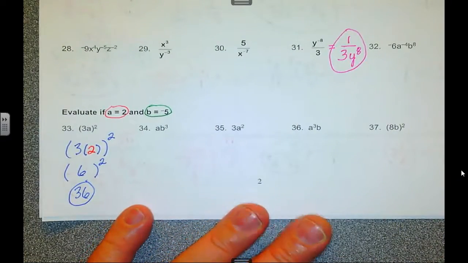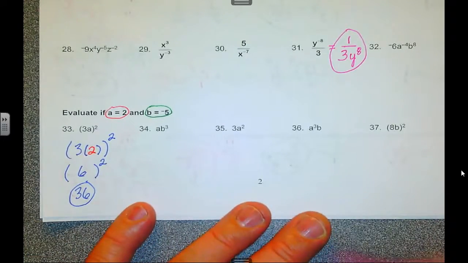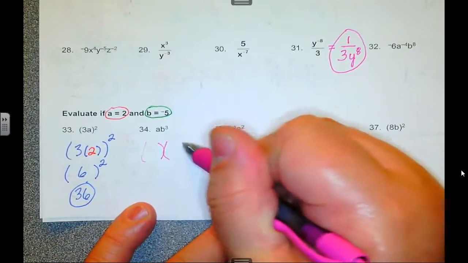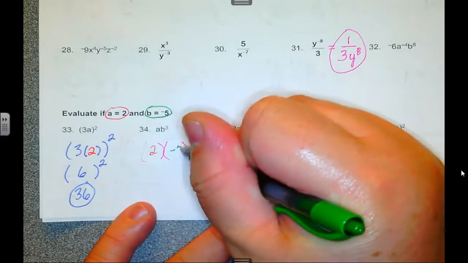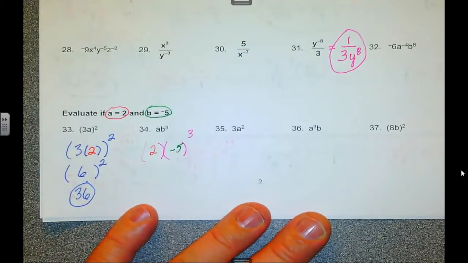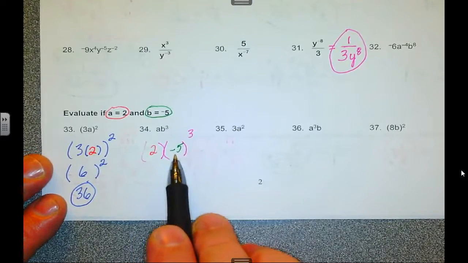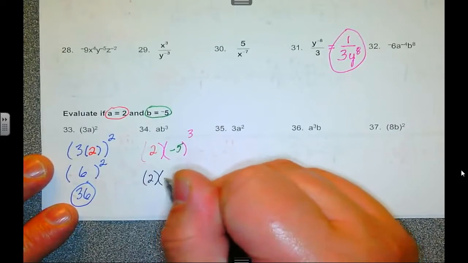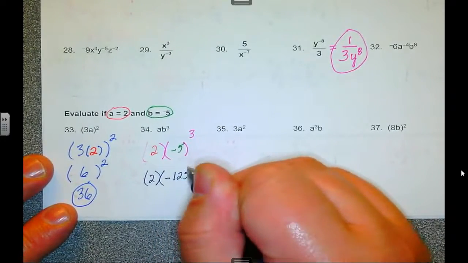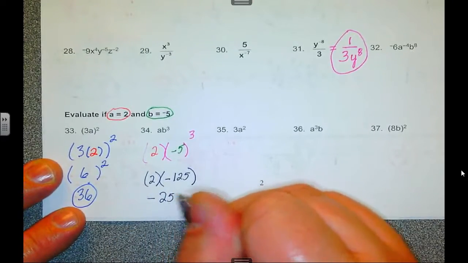Okay, number 34. I have A, which is 2. A times B cubed. A is 2. B is negative 5. Parentheses, nothing I can do. Exponents, negative 5 cubed. Negative 125. 2 times negative 125 is negative 250.